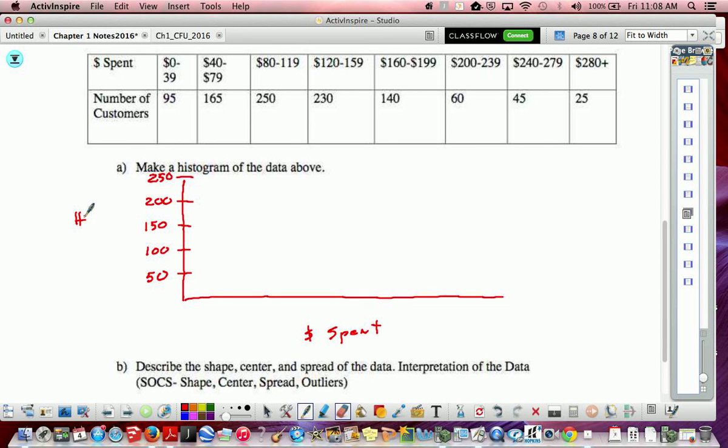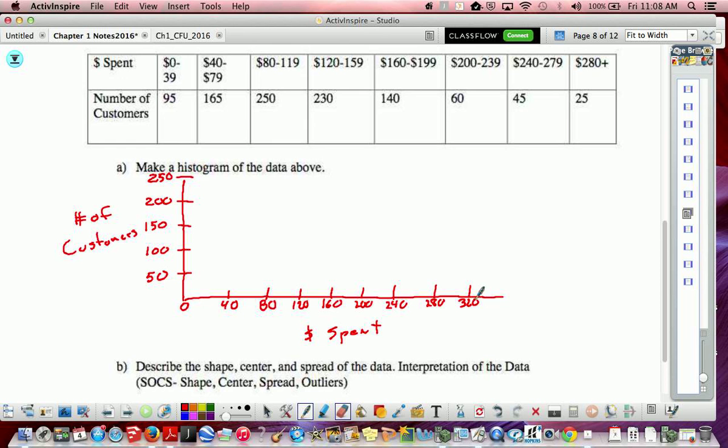And again, this is number of customers. So now, what's nice about my histogram, it actually starts at 0, and my bin widths are going to be every $40. So 40, 80, 120, 160, 200, 240, 280, and notice how I'm actually going to go to 320 because it's 280 plus. So it'll be 280 to even more, but I'll just go 280 to 320 to include those.